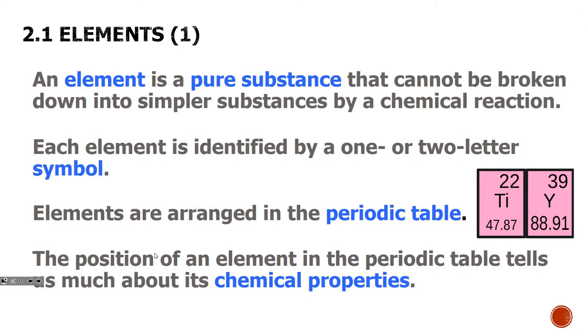So, elements. These are what you see on the periodic table. They're a pure substance that cannot be broken down into a similar substance by a chemical reaction. They can be broken into protons, neutrons, electrons, but those don't have the same properties.